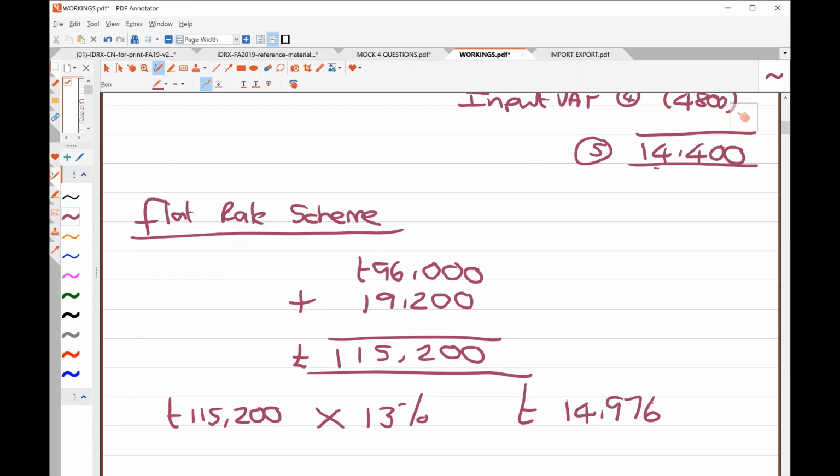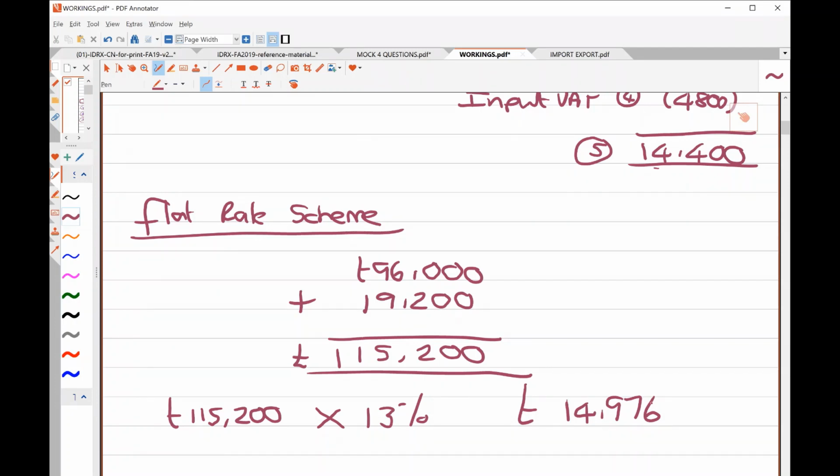So initially, can you tell which would be the best way for Lee to go? What would he be best doing? Would he be best doing the standard scheme or the flat rate scheme? Because both of those figures are liabilities. That's how much he owes the VAT man. Yeah, definitely the standard, because it's the lower of the two, isn't it? So if he does the standard scheme, he'd pay 14,400.